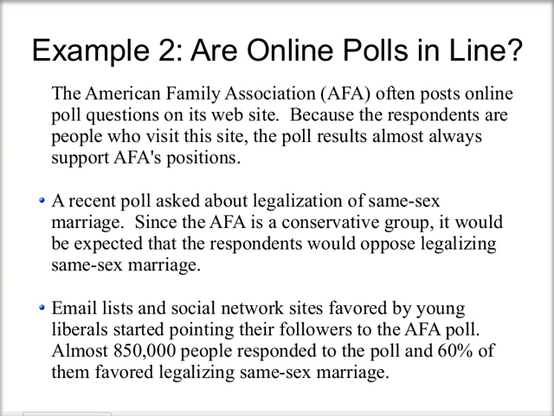But what happened in this case is that email lists and social network sites favored by young liberals started pointing their followers to the AFA poll. So in the end, almost 850,000 people responded to the poll, and 60% of them favored legalizing same-sex marriage. So we expected a conservative bias here, but because of the publicity that the poll got on liberal websites, more people on both sides of the issue ended up responding to the poll.